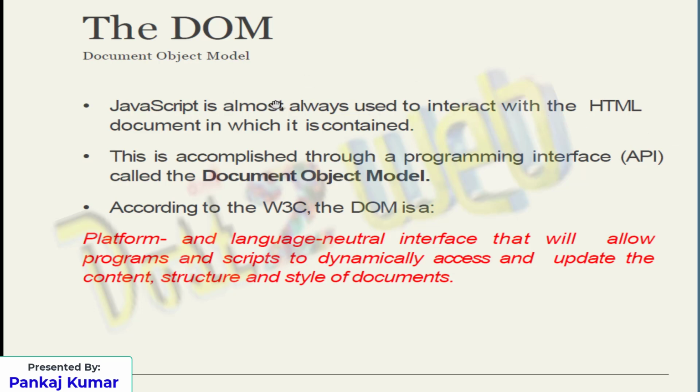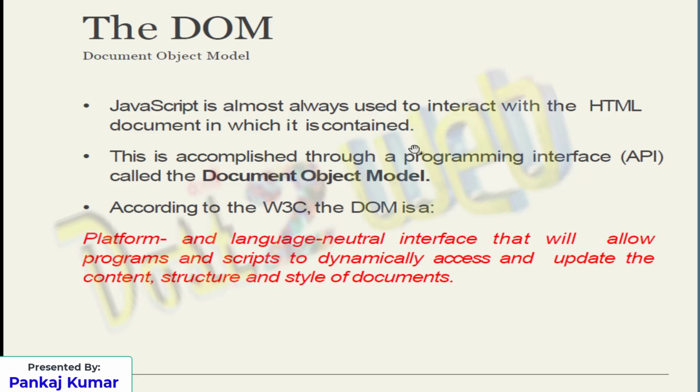And this is like when you are going to use an API, the application programming interface. Whenever you want to accomplish something through a programming interface, that is called your API, which I said, and actually that is called your Document Object Model.